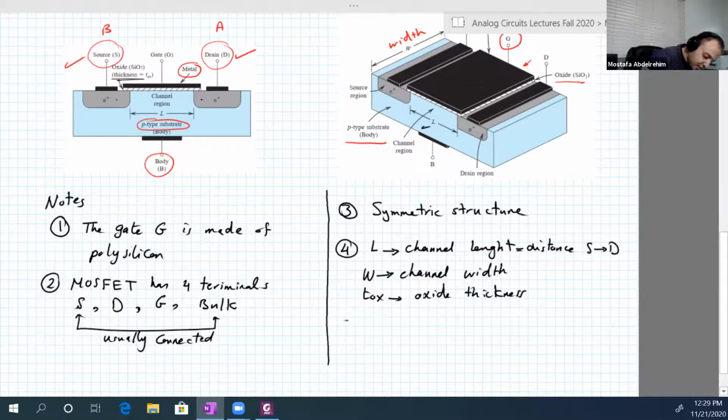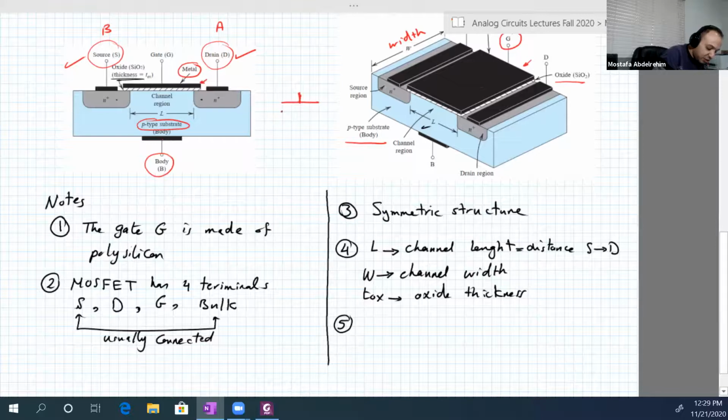Number 5, the last remark or note here is the symbol. Of course, in a circuit, we are not drawing the whole structure. We have a symbol, and the symbol is very simple to remember or to construct. So let's do it here. You have a gate. This is the terminal of the gate. Then you have the gate itself. This is the gate.